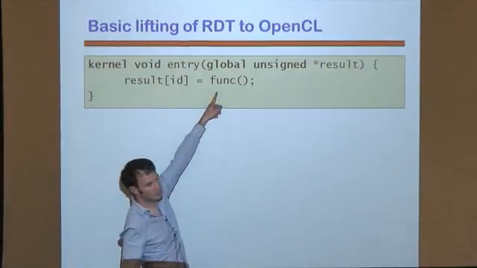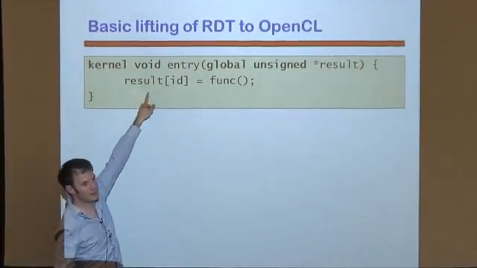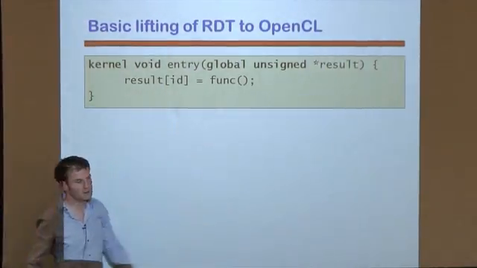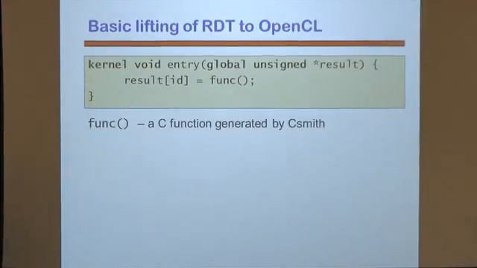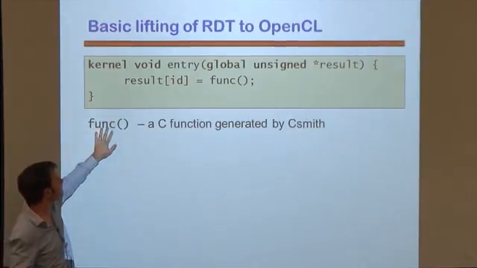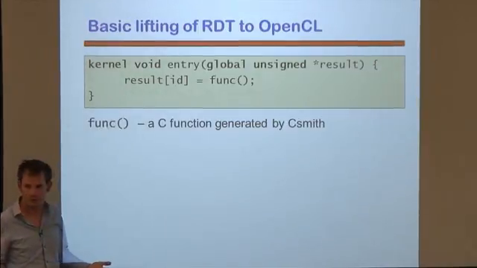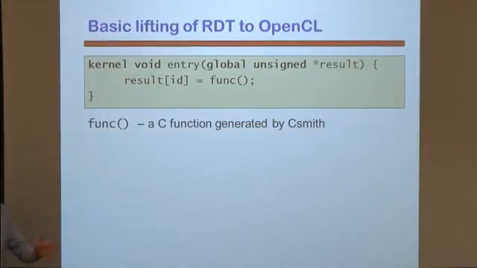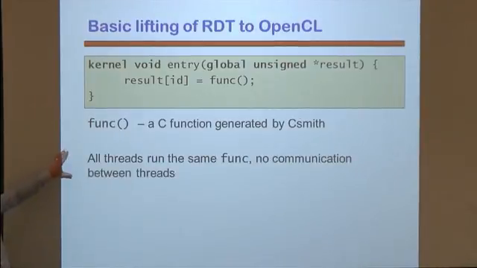OK. So a simple thing to do then is have a program where every thread runs a function and writes the result of that function to an output array at its thread ID. And this function we can generate using Csmith, because Csmith can generate C functions. OpenCL is very similar to C in its core language. So if we've got this func, which is a C function, we can make every thread run the same function and write the result into an array, and then we can print the contents of that array as our program result. So all threads would run the same function. There's no communication between the threads.